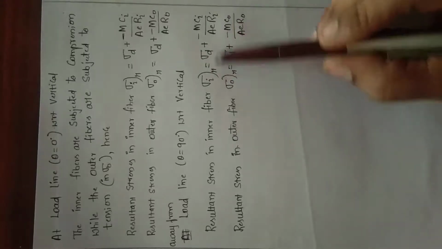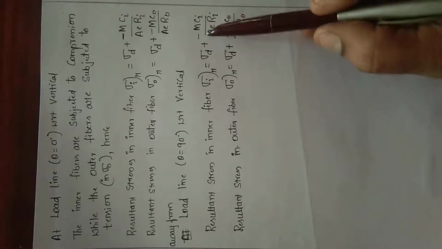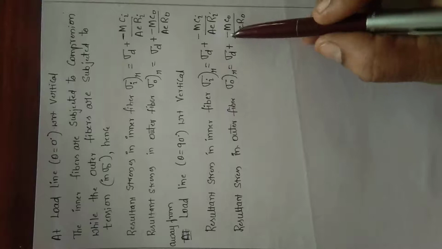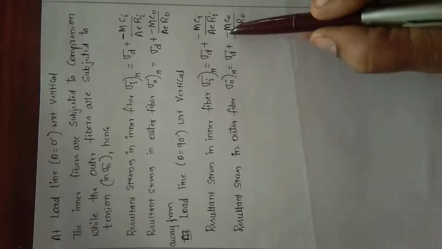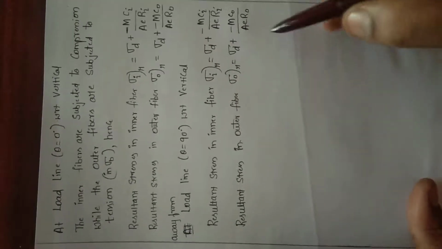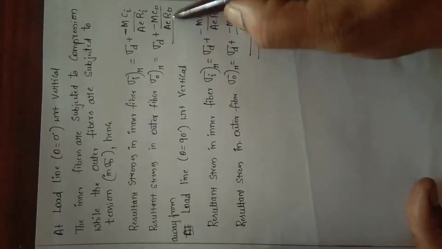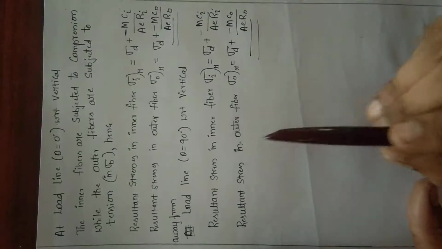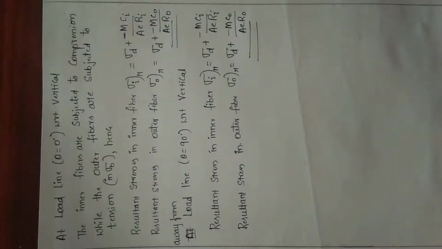Whenever you have compression and tension, tension we always take as positive and compression as negative. So in the inner fiber we have compression, we take it as negative. In the outer fiber we have tension, we take it as positive, even though we have a negative sign, you should take it as positive. Fine. So these are the formulas at theta equal to 0 and theta equal to 90 degrees. Okay, now we shall solve the problem.